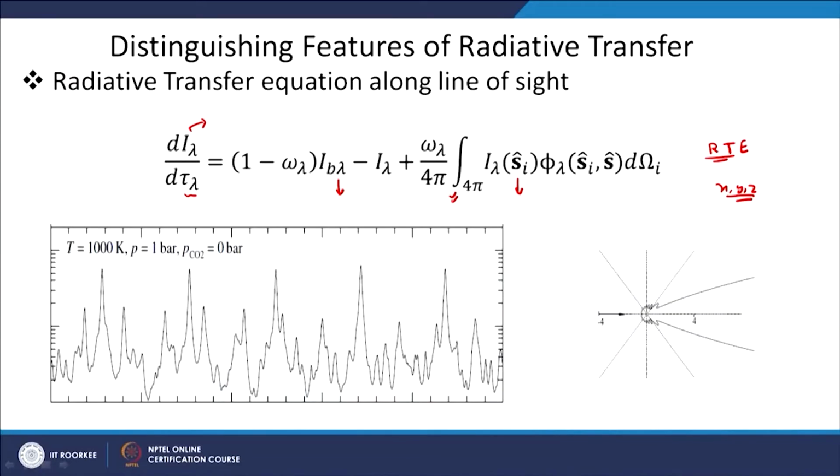This equation is going to be very challenging, but what makes this problem different from conduction and convection is the integral that appears on the right hand side, and this integral makes this equation an integral equation, which is very difficult to solve. The second difficulty is the spectral part.